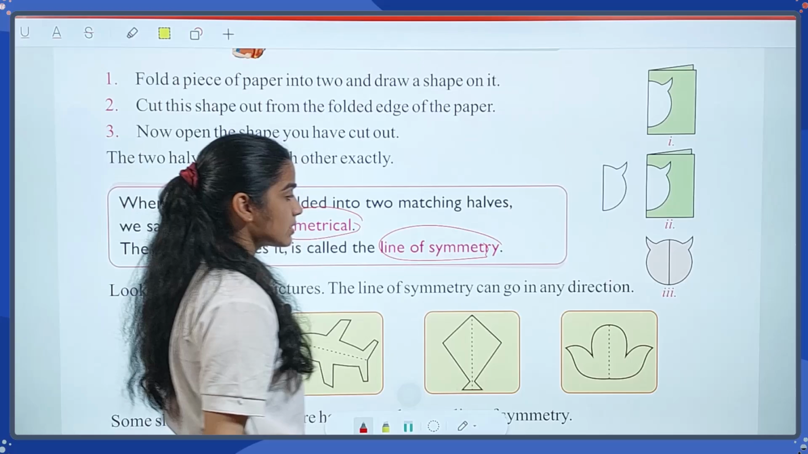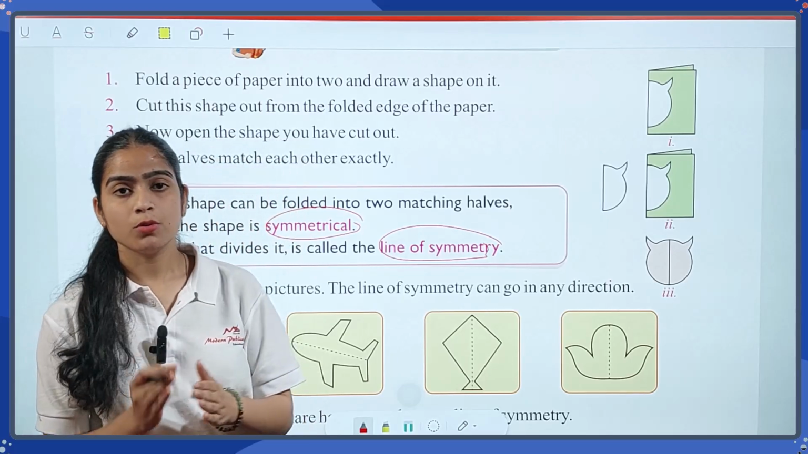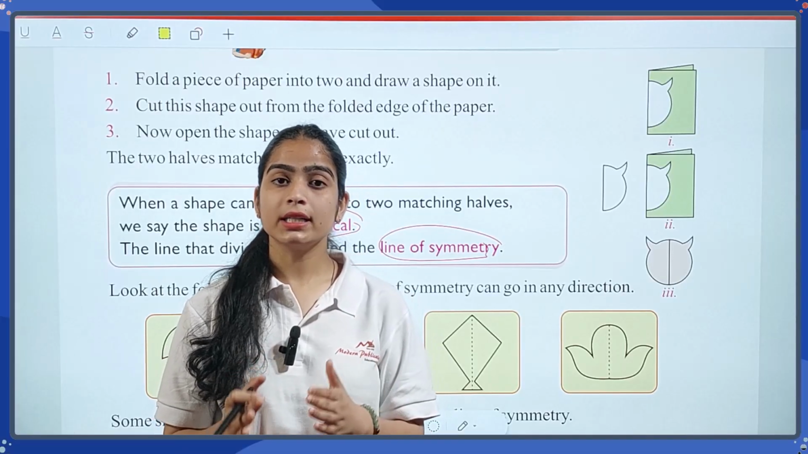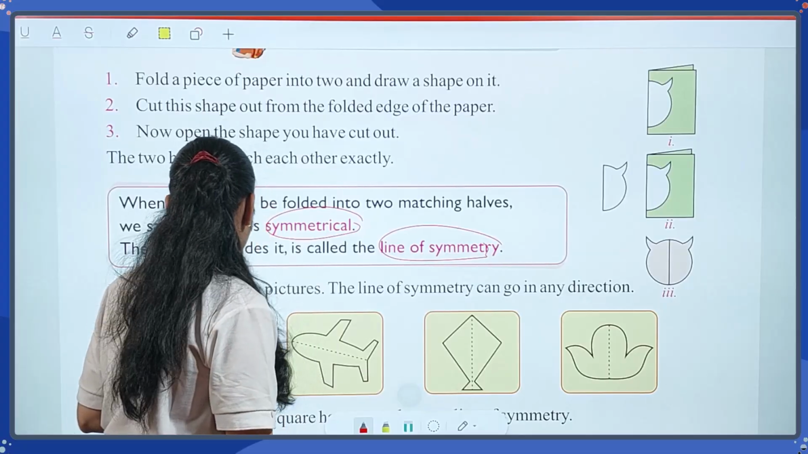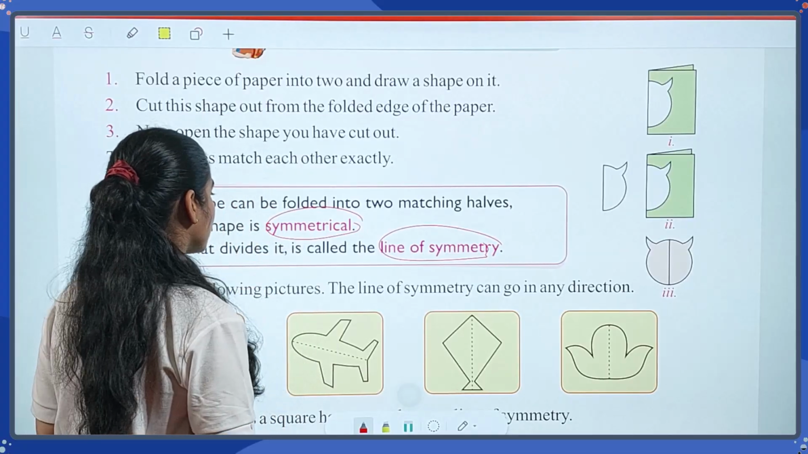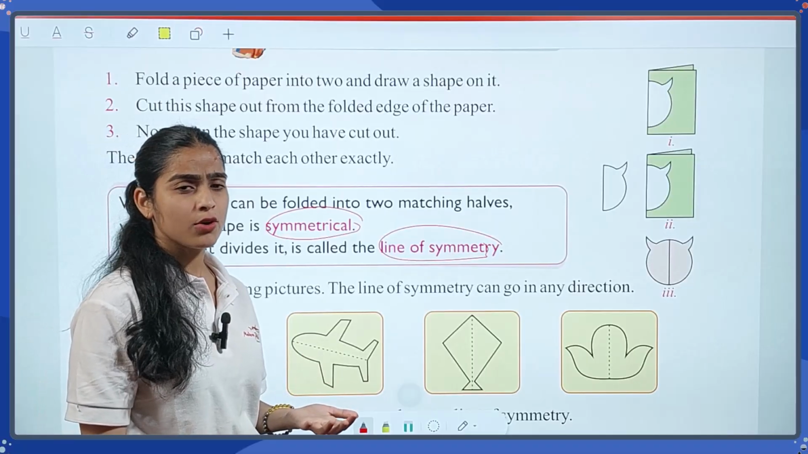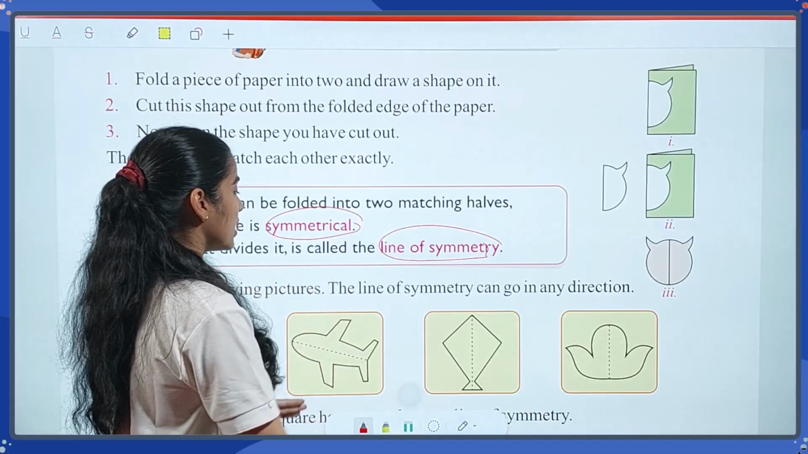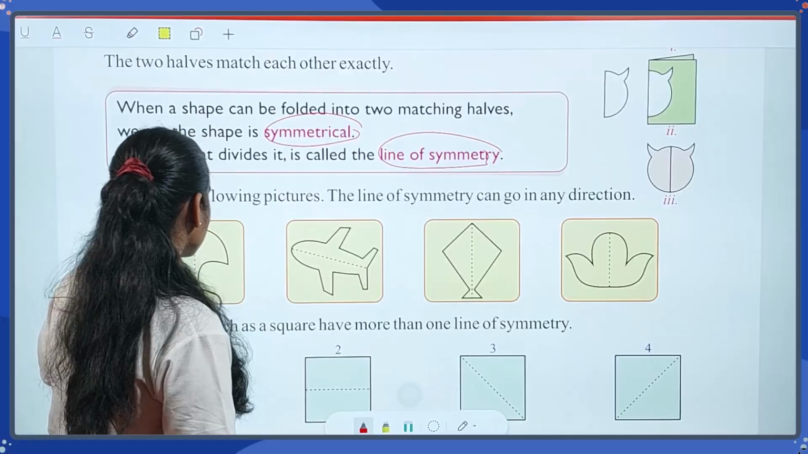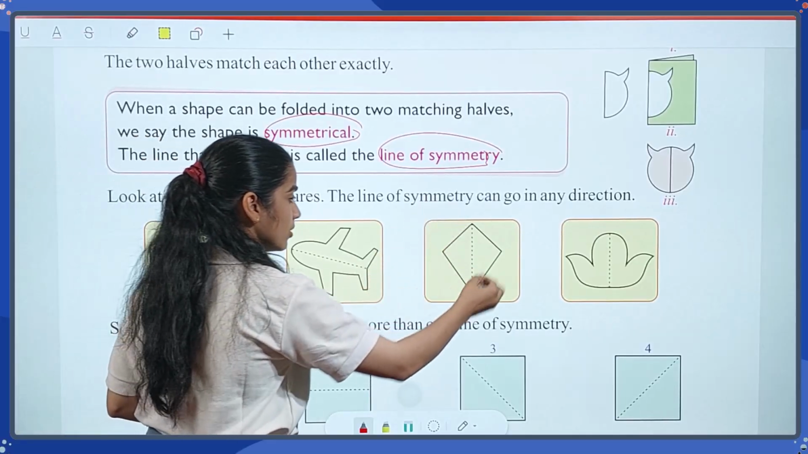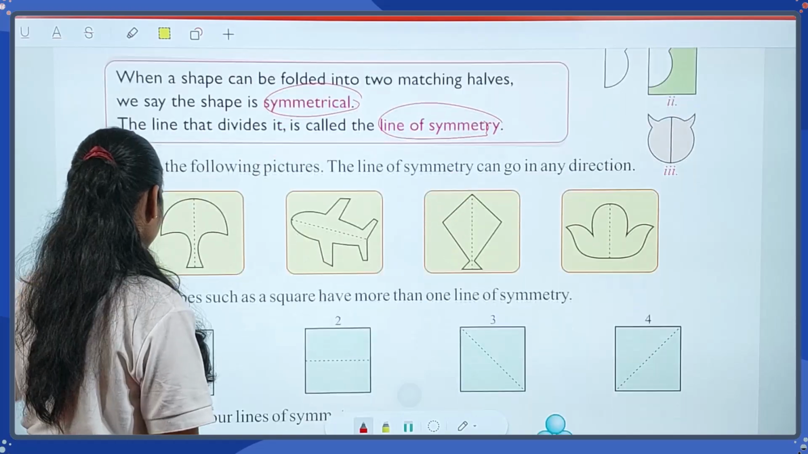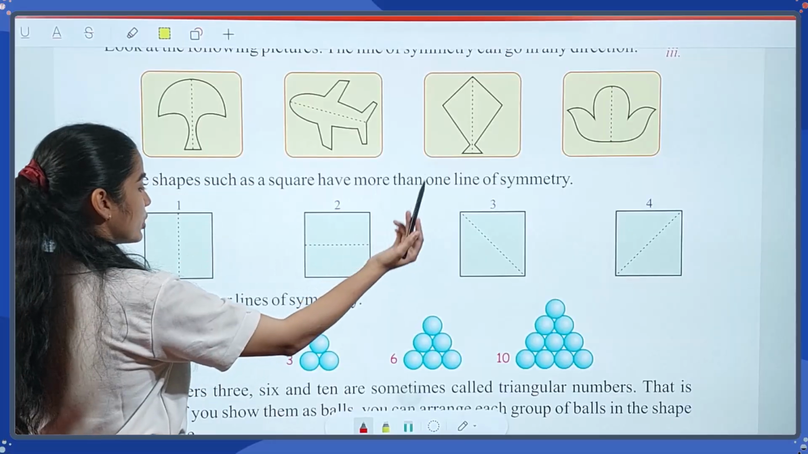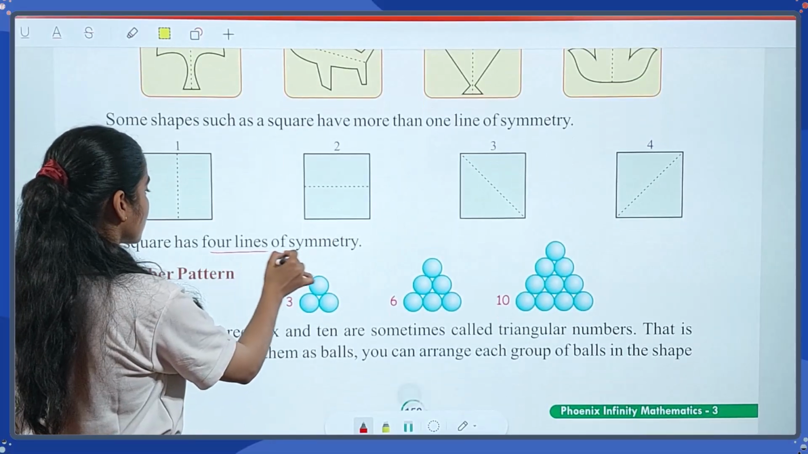So what does symmetry mean? Symmetry means that whenever you divide an object in such a way that it has two identical parts that look similar to each other, that is called symmetrical. And the imaginary line you form to divide your object into two parts is called the line of symmetry. So these are the lines of symmetry in different figures. Some shapes, such as a square, have more than one line of symmetry. 1, 2, 3, 4. A square has 4 lines of symmetry.